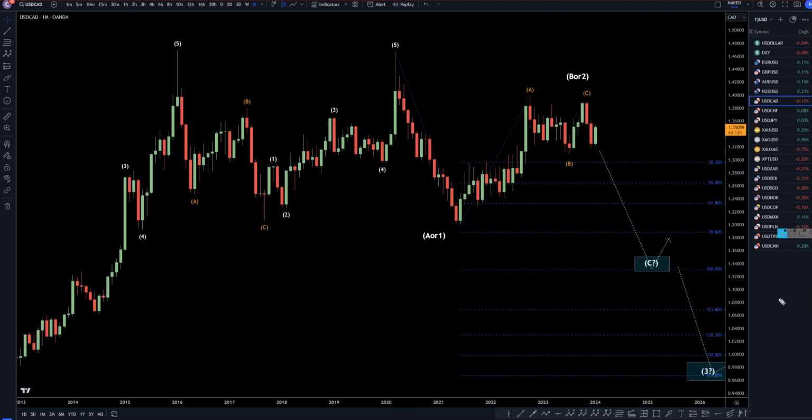Today is Thursday, January 25th, and I'm going to be analyzing the US dollar Canadian, starting on the monthly, working my way down to the 1 hour time frame for the full top-down analysis.